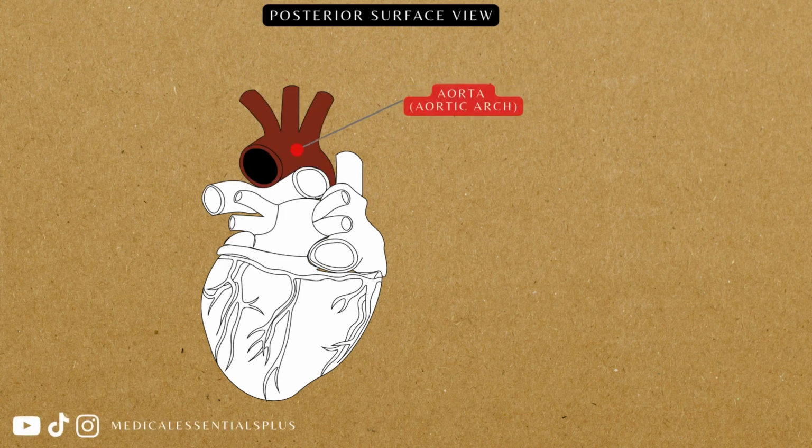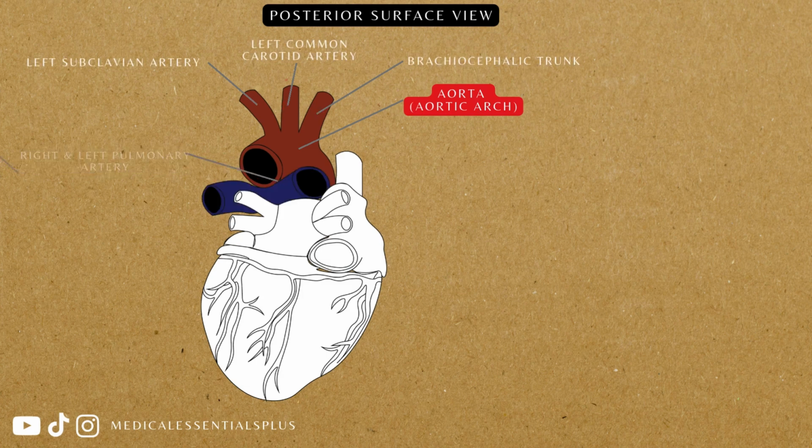We can see once again the aorta and its branches. On the posterior view, as observed, the aortic branches are inverted from left to right. First is the left subclavian artery, the left common carotid artery, and brachiocephalic trunk. The right and left pulmonary arteries.